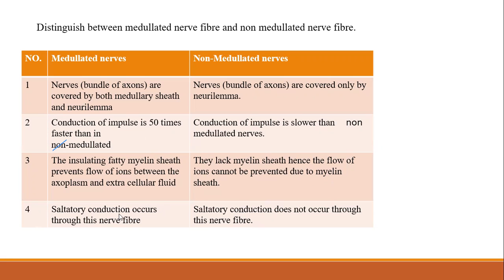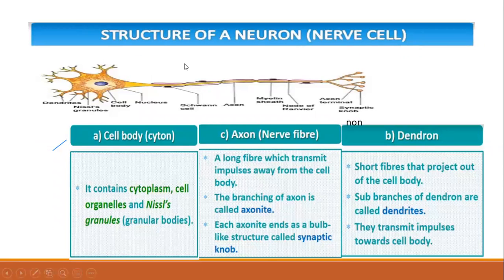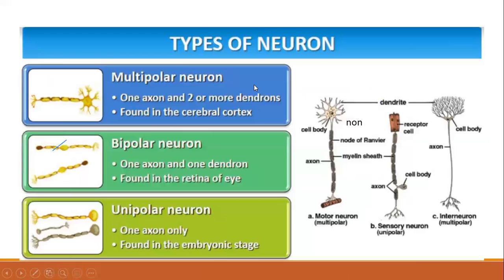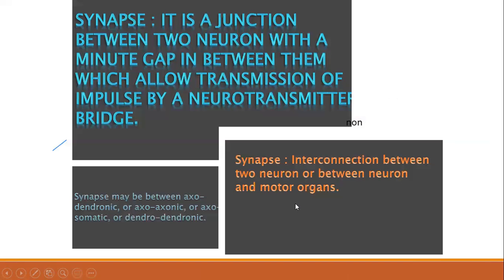Saltatory conduction, that is jumping of the impulse, you will see here. In medullated nerve fibers there is saltatory conduction, that is jumping of the impulse from one node to another node. If you look here, you'll understand what I'm talking about. See, these are the nodes: 1, 2, 3. If the impulse jumps from here to here like this, it is called saltatory conduction. So saltatory conduction is present in medullated nerve fibers and absent in non-medullated nerve fibers.